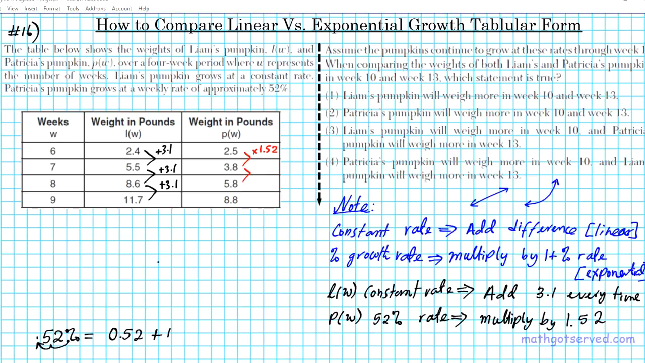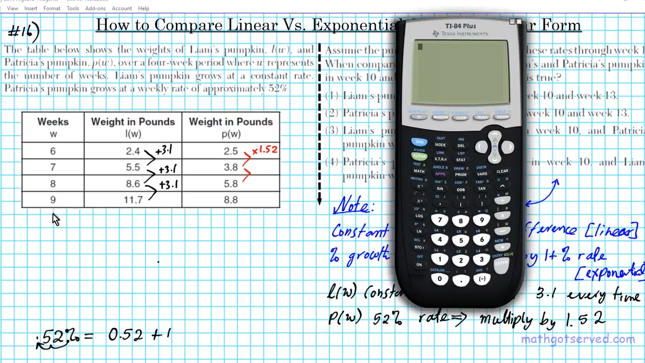So let's test it just to make sure it's correct before we move on to determining what week 10 and 13 are. So 2.5 times 1.52 is 3.8. Bam. And then the next one, 3.8 times 1.52 is 5.776. So you see how they rounded it to the tenths place. Okay, so they rounded to the tenths place, which is 5.8.